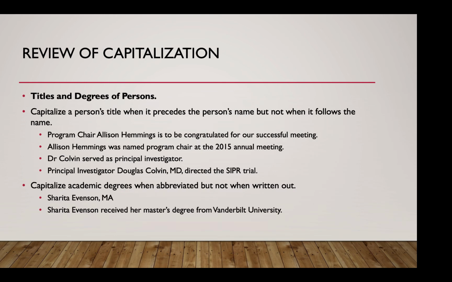Titles and degrees of persons. Capitalize a person's title when it precedes the person's name, but not when it follows the name. So for instance, Program Chair Allison Hemmings, as you will see, it precedes the person's name, so you would capitalize it. In the second example, it is after her name, so you would not capitalize it. And again, Dr. Colvin is the principal investigator. Principal investigator follows the person's name, so you would not capitalize it. If it precedes it, you do capitalize it.